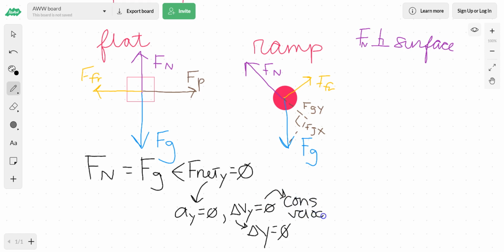Now, since it's sitting on a flat surface for this particular situation, we know that it's going to be the no change in position option, but it could also be moving at a constant velocity.